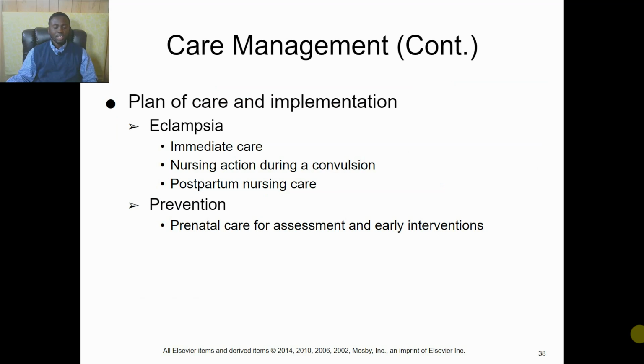If preeclampsia is not well controlled or it develops into eclampsia, then there is the need for immediate admission and care in a hospital setting. So the nursing action will be to implement seizure precautions, and part of the seizure precaution demands that the nurse will pad all the surface areas of the bed to prevent injury in case a seizure occurs.